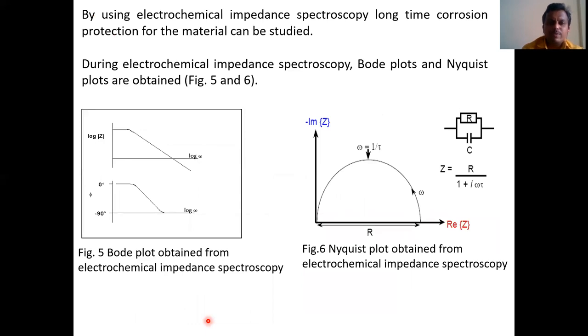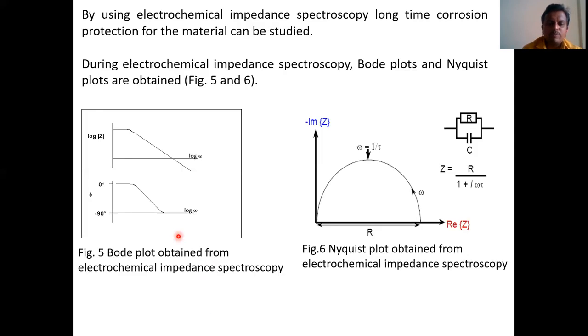By using this electrochemical impedance spectroscopy, long time corrosion protection of the material can be predicted. During electrochemical impedance spectroscopy, Bode plots and Nyquist plots are obtained. So when you run this sample with these parameters, we are getting two outputs. One is what?